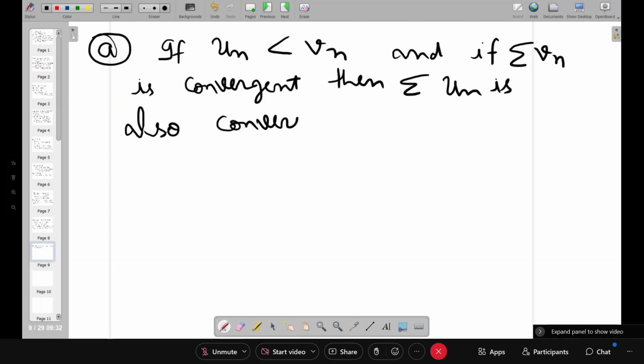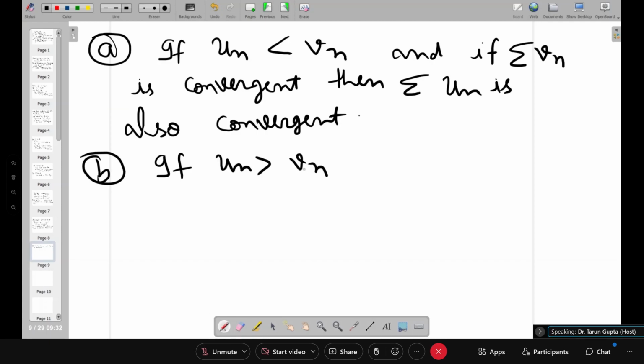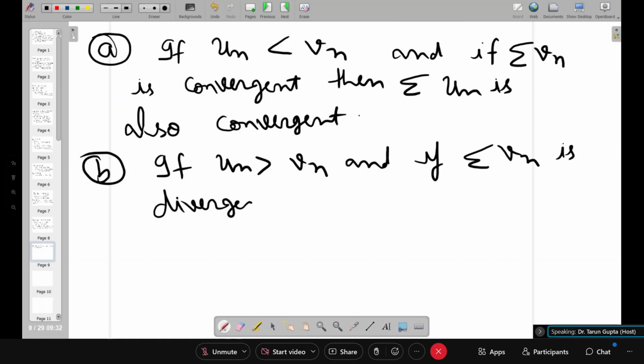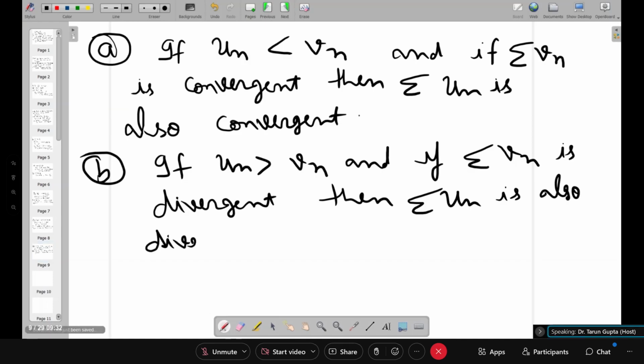This is the first part. Second part is if Un is greater than Vn and if summation Vn is divergent, then summation Un is also divergent. So these two are the parts of the direct comparison test.